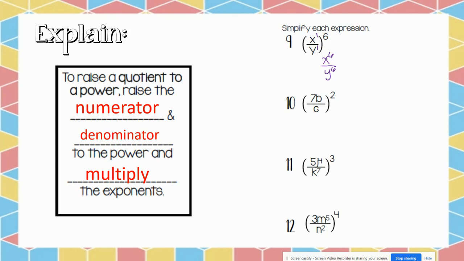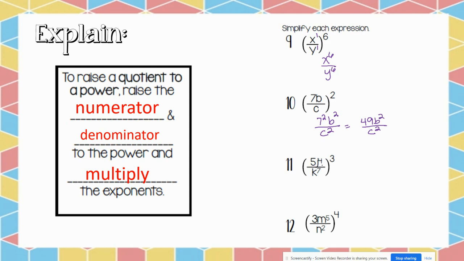For 7b divided by c, all raised to the 2nd power, we have to take our 7b and our c and raise to the 2nd power. The problem is that 7b is a product. So sometimes you're going to have products within your quotients, and you have to make sure that you raise each part of that to the 2nd power. So 7 has to be raised to the 2nd power, and so does b. So we're going to have 7 to the 2nd power, b to the 2nd power, and then c to the 2nd power. 7 to the 2nd power is 49, and then we can keep b to the 2nd and c to the 2nd. So we would really get 49b to the 2nd over c to the 2nd.